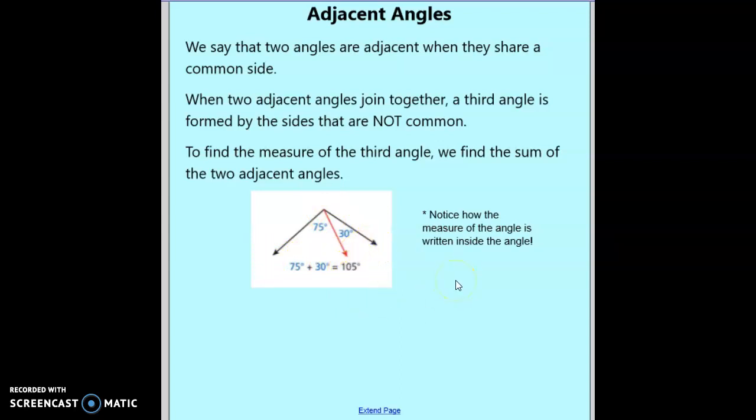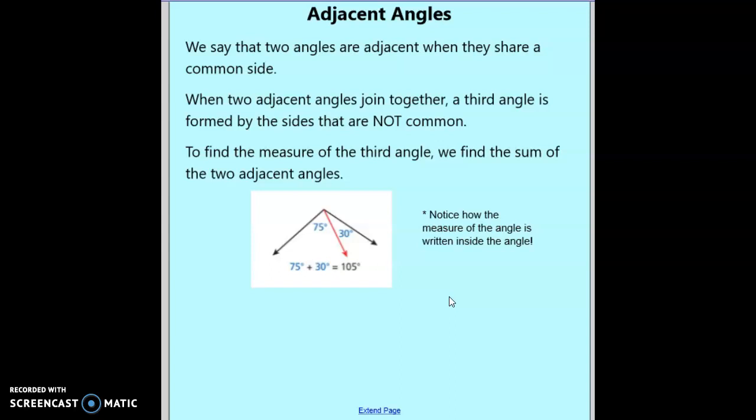We say they're adjacent. When two adjacent angles join together, a third angle is formed by the sides that are not common. So wait a minute now. I have an angle from here to here. I have an angle from here to here. And now I have an angle from here all the way over to here. So we actually now have three angles. We have this angle right here, 1. Here's another angle, 2. And here's the third angle, 3, all the way out here. To find the measure of the third angle, we find the sum of the two adjacent angles.